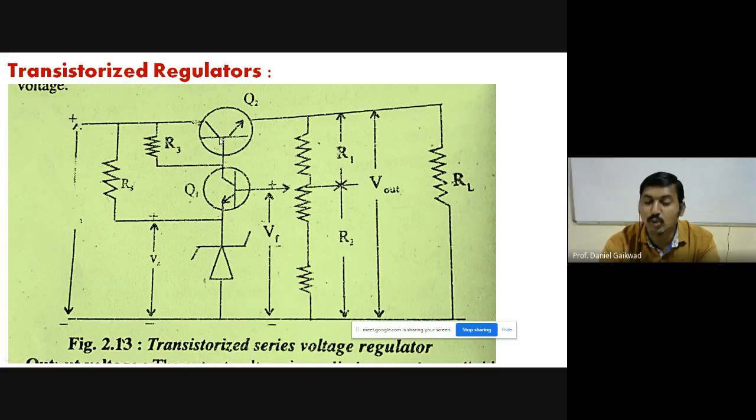As the base of Q2 decreases, it will conduct less. So conduction of Q2 decreases as its base voltage decreases. The collector to emitter current is controlled by the base here. Check the diagram carefully. As base current decreases, the collector to emitter current, meaning the series element current, will decrease, and accordingly V out also decreases. So if current decreases, output voltage also decreases. This is the principle of working of the diagram.